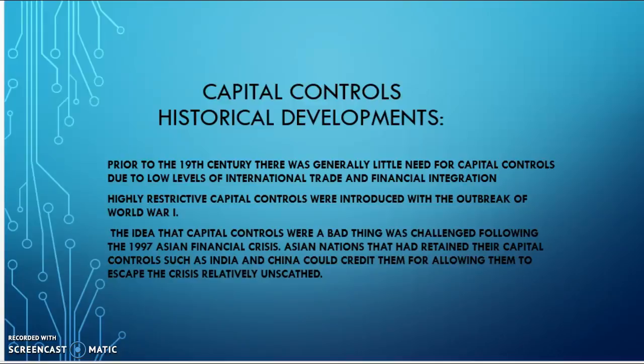The idea that capital controls were a bad thing was challenged, however, following the 1997 Asian financial crisis. Asian nations that had retained their capital controls, such as India and China, could credit them for allowing them to escape the crisis relatively unscathed. Capital controls in China have allowed yuan outflows to plummet, showing that capital controls have paid off.